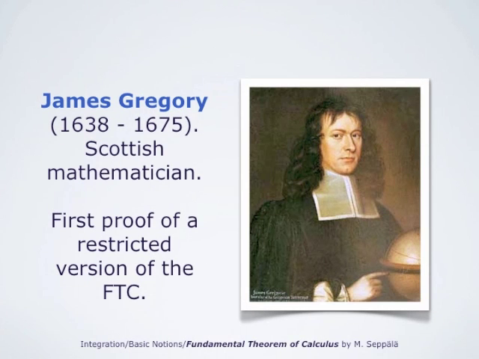James Gregory, a Scottish mathematician, who was born in 1638 and passed away at the age of only 38 in 1675, found the first proof of a restricted version of the fundamental theorem of calculus. Now you may wonder how this is possible because Riemann sums were invented only about 200 years later. Clearly, Gregory must have used a more primitive version of the concept of the integral. But he is credited for finding the first proof of a restricted version of the fundamental theorem.